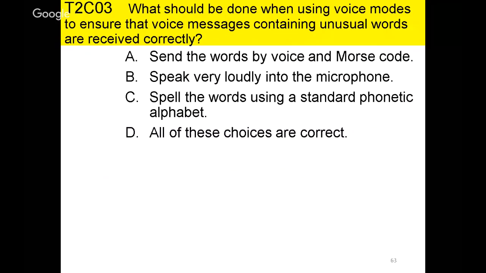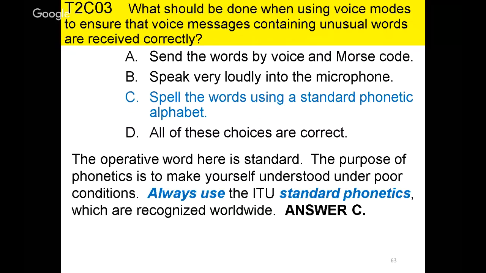So what should be done when using voice modes to ensure that voice messages containing unusual words are received correctly? You want to make sure that you spell words using a standard phonetic alphabet and always use the ITU standard phonetics. They are recognized worldwide.